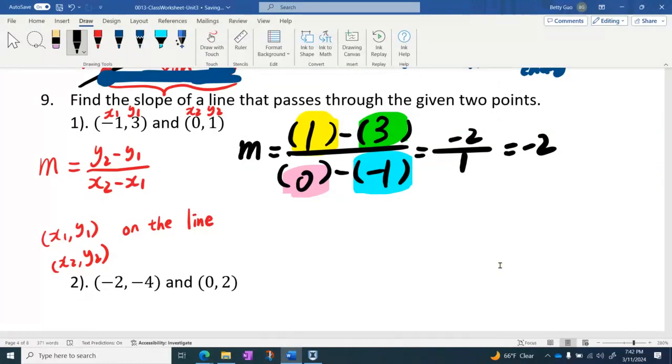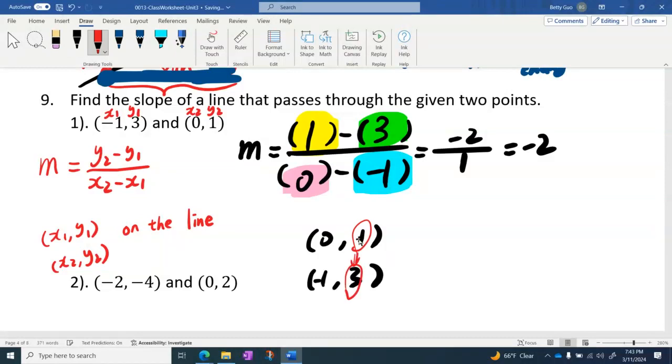A faster way is this: you put the 2 values vertically. It really doesn't matter which one goes first and which one after. I can put this up on top of this one. So to find the slope, you use this number minus this number.